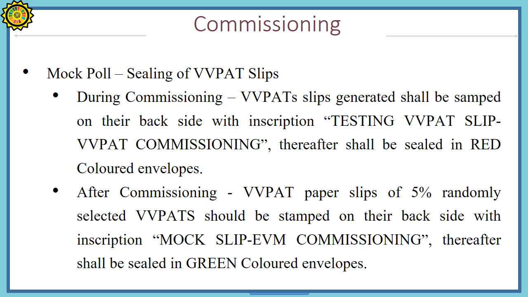During mock poll, sealing of VVPAT slips. During commissioning, VVPAT slips generated shall be stamped on their backside with the inscription "Testing VVPAT slip, VVPAT commissioning." Thereafter, they shall be sealed in a red colored envelope. After commissioning, VVPAT paper slips of the 5% randomly selected VVPAT shall be stamped on their backside with the inscription "Mock poll slip, EVM commissioning." Thereafter, they shall be sealed in a green colored envelope.